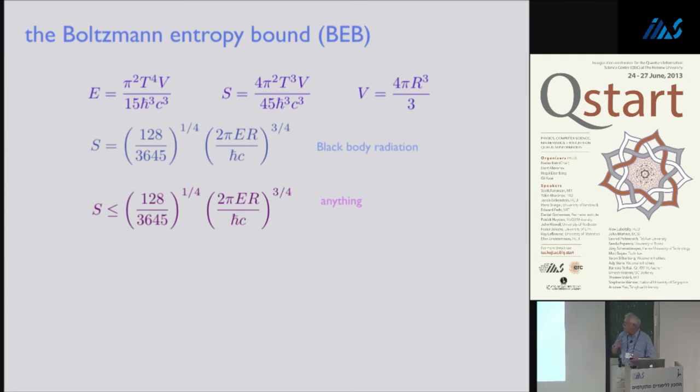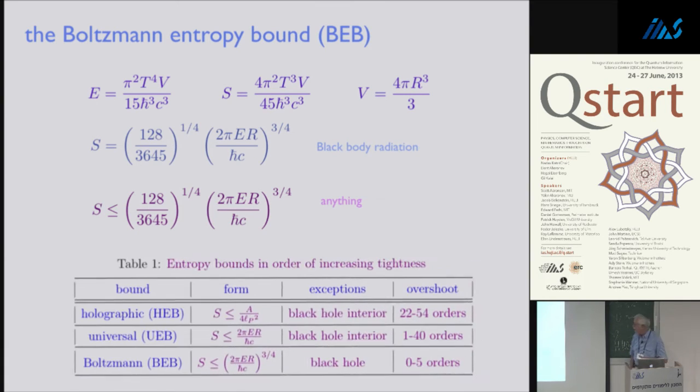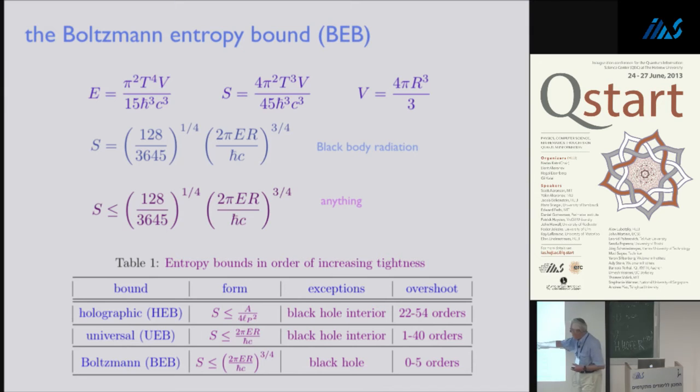You can see that it lies below the universal entropy bound because this quantity to the 3/4 rises slower than the first power. But then you worry what happens if you go the other way to small ER, because then it seems like this will win over the universal entropy bound. I will come back to this issue immediately. For the moment, I want to compare all three bounds. Here they are: holographic, universal, and Boltzmann. Here are the formulae. I've said them before.